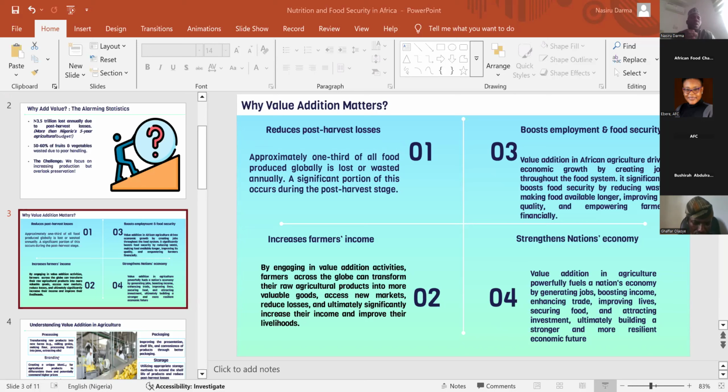So what is our understanding of value addition in agriculture? There are those that process, we call them agro-processors. They process, they brand, they package, and they take it to the market.